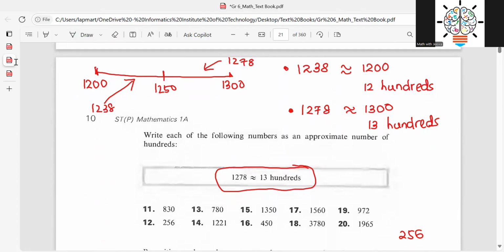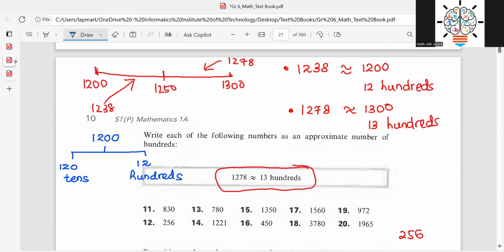Another way of saying the same thing, children, I can write 1200 in two different ways. 1200 I can write in one way as 120 tens. Another way I can write 12 hundreds. If they are talking about the hundreds, you write it as 12 hundreds. If they are talking about tens, then it is 120 tens.